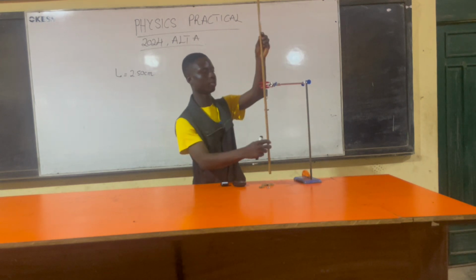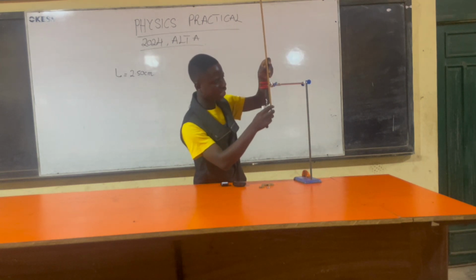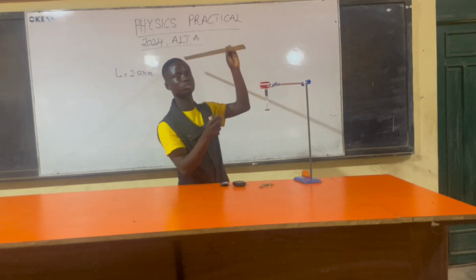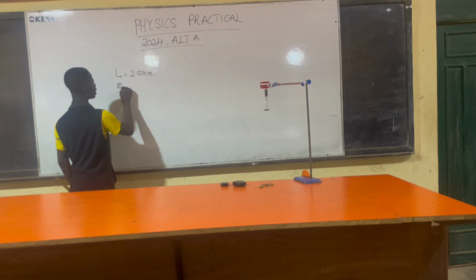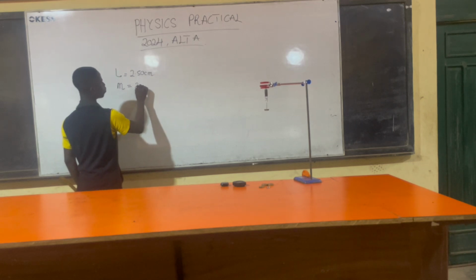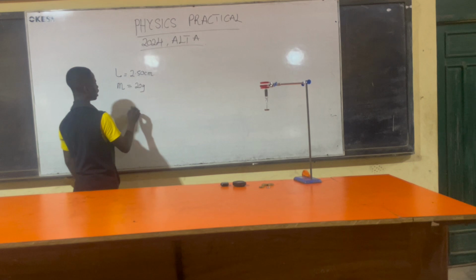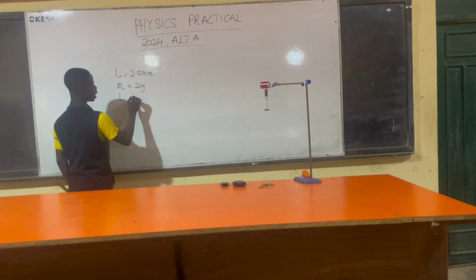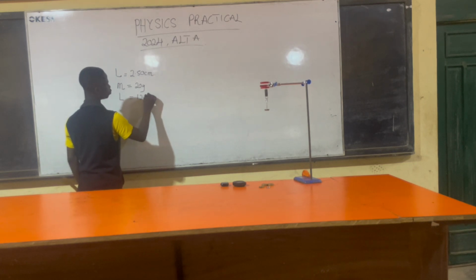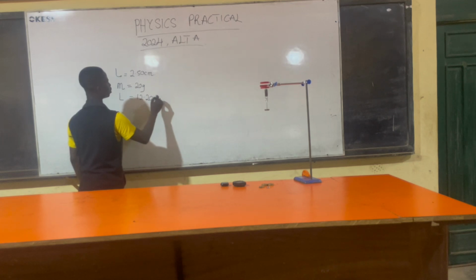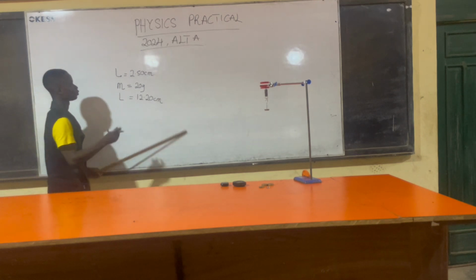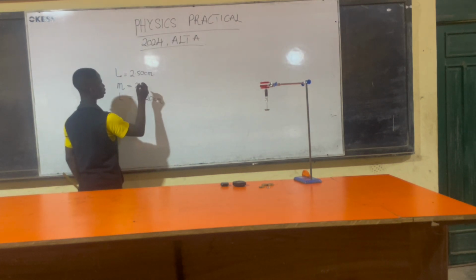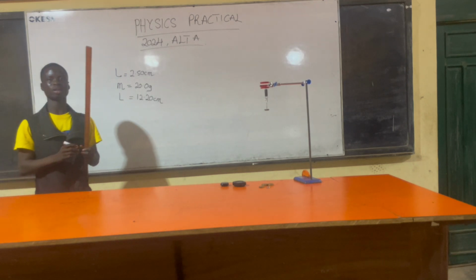From here we can measure our new length, 12.2. So we attach mass M, which was 20 grams, and we recorded our L as 12.20 centimeters. Don't forget to bring your decimal points. So for the 20 grams, we write 20.0 grams. At least one decimal place is okay.